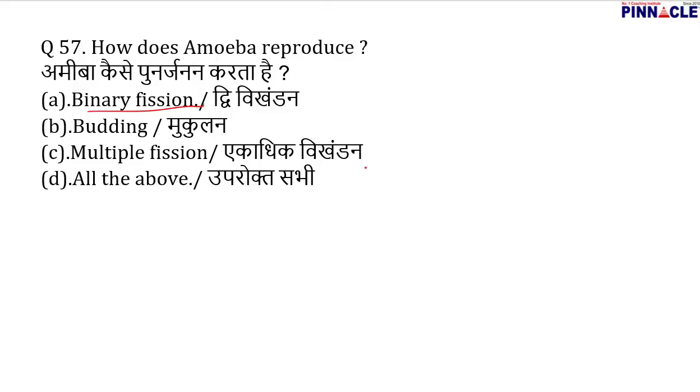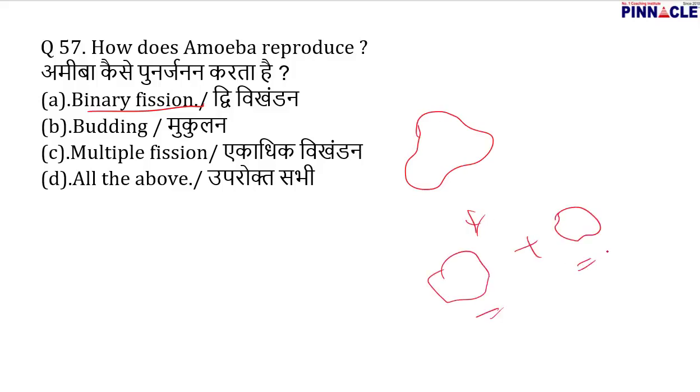Okay, so if this is an amoeba, then what will happen? It breaks into another part, and each of these acts like an amoeba. And since 2 are produced in such a fission, therefore it is said to be binary fission. So after question number 57, let's move on to question number 58.